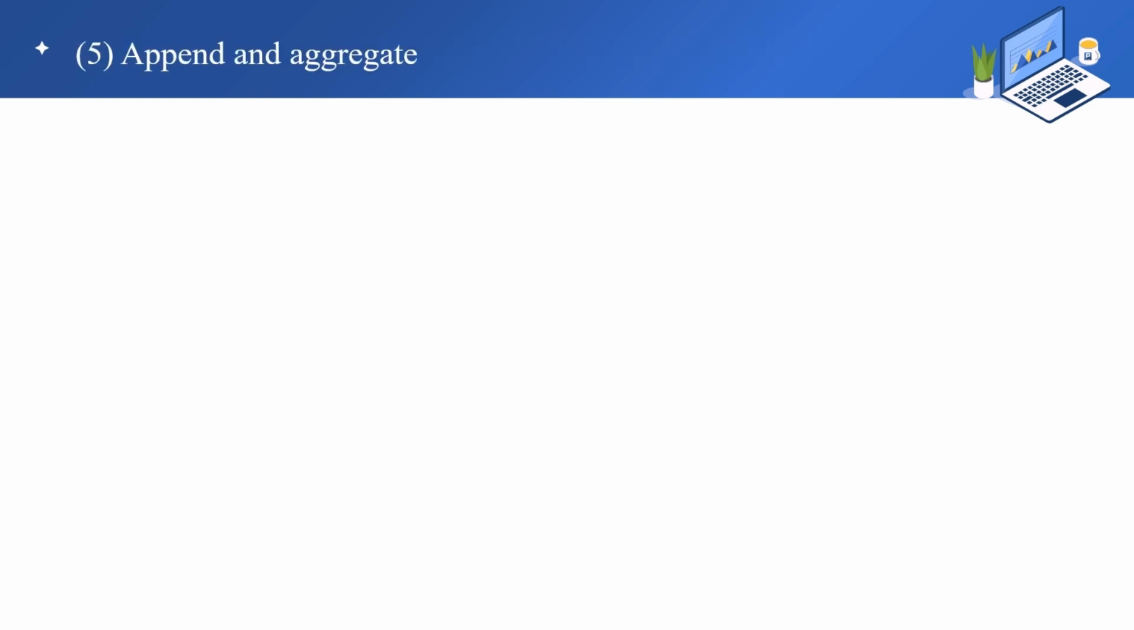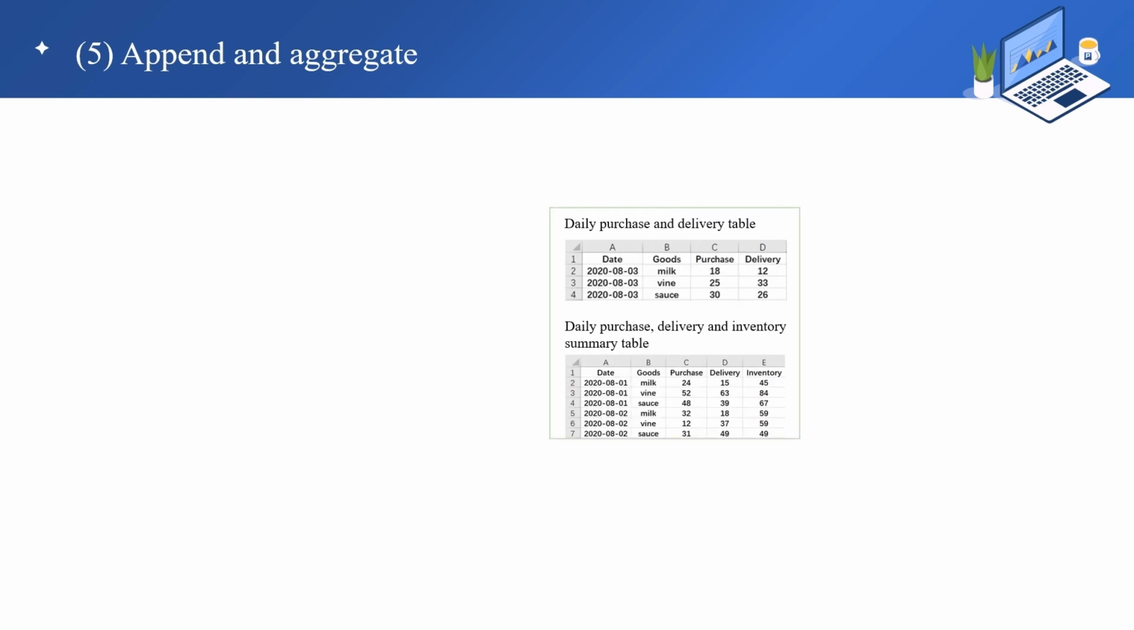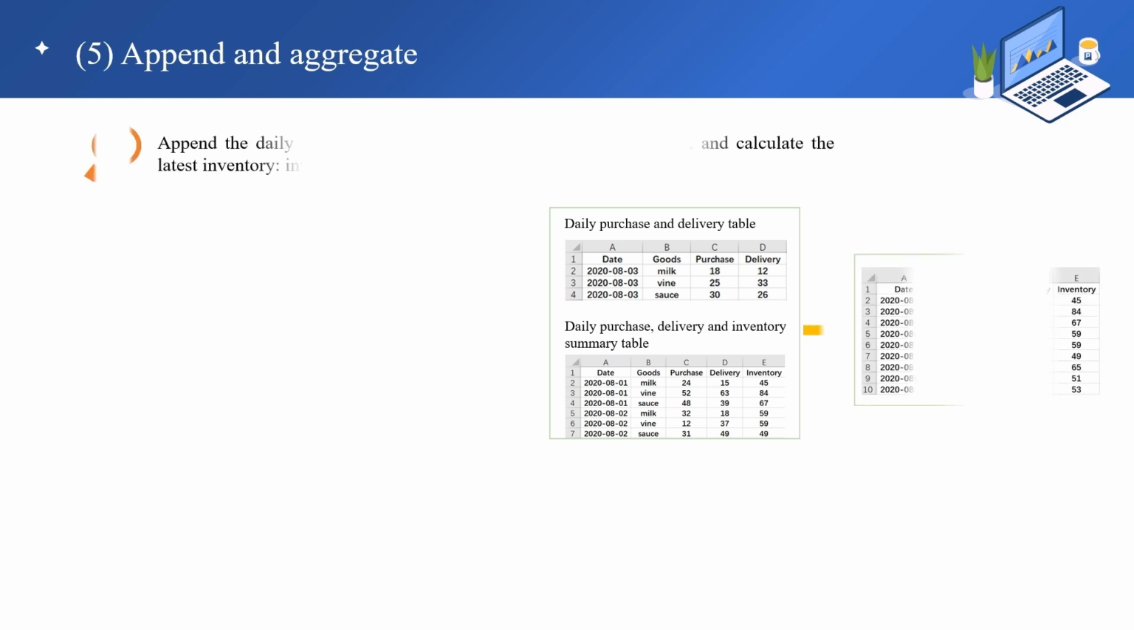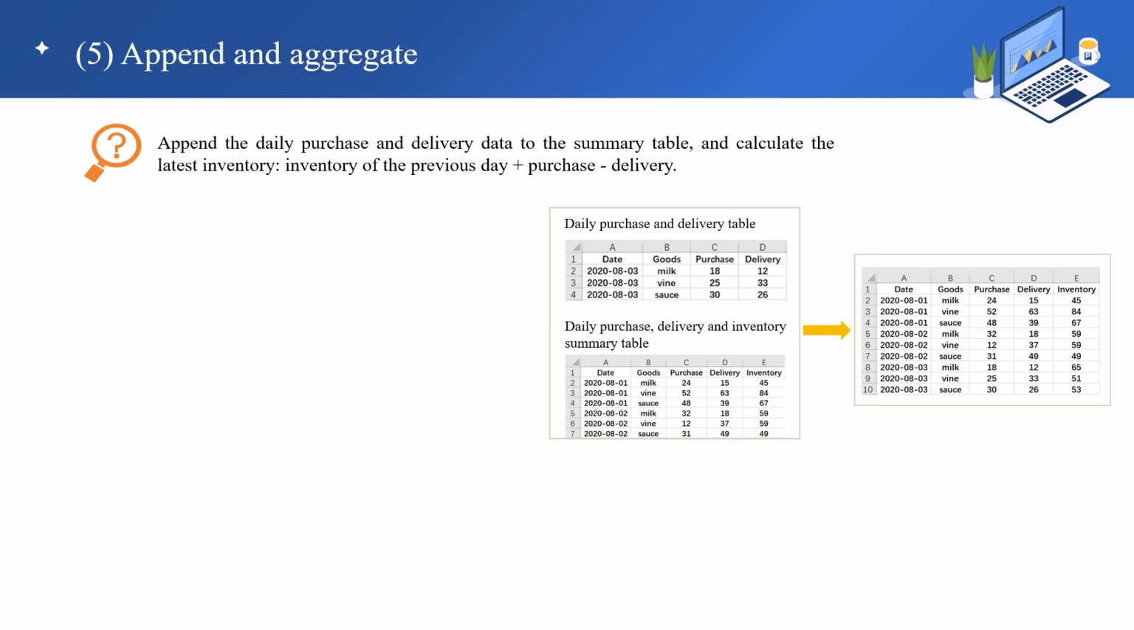5. Append an aggregate. There is a daily purchase and delivery table of goods and a daily purchase, delivery and inventory summary table of goods. Now we want to append the daily purchase and delivery data to the summary table in order to calculate the latest inventory. The latest inventory is equal to the inventory of the previous day plus purchase minus delivery. For example, the inventory of milk on August 3, 2020 is equal to the inventory 59 on August 2nd, plus the purchase 18 on August 3rd, minus the delivery 12 on August 3rd. The result is 65.